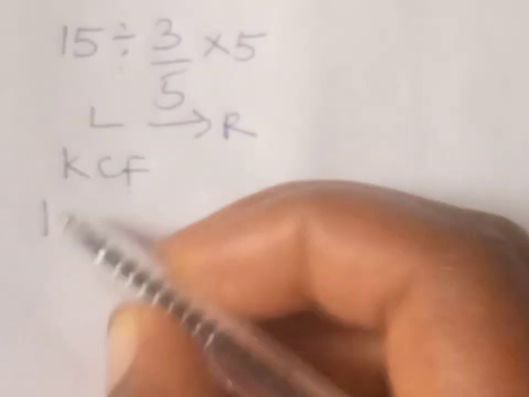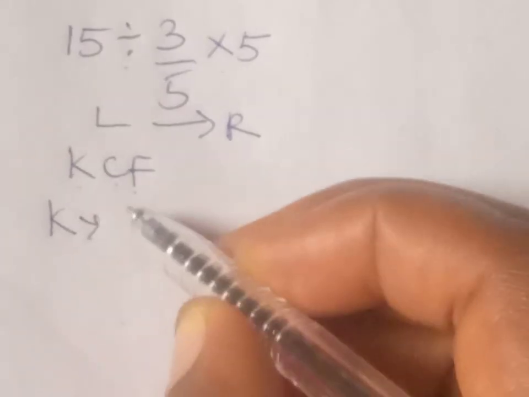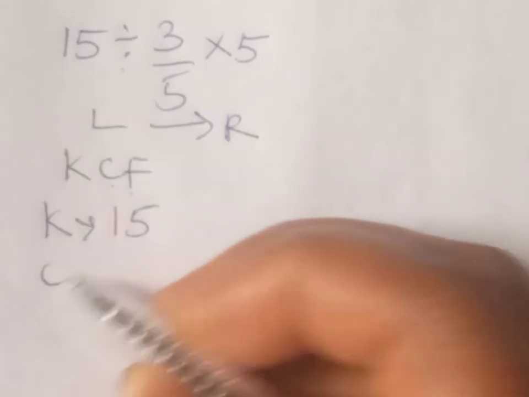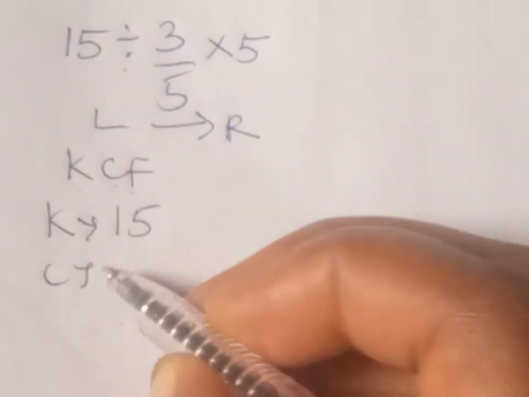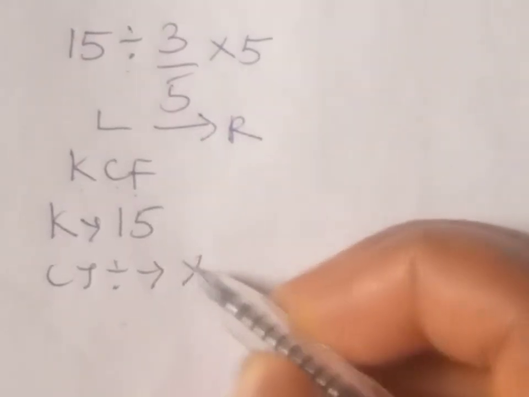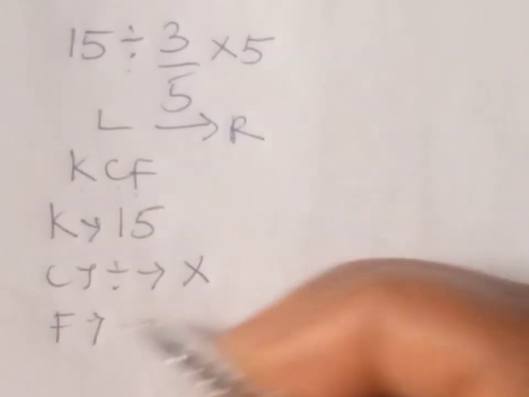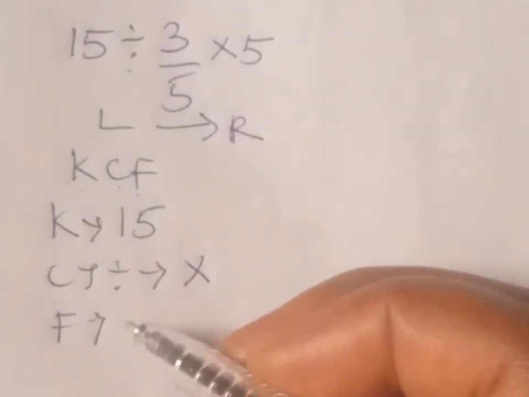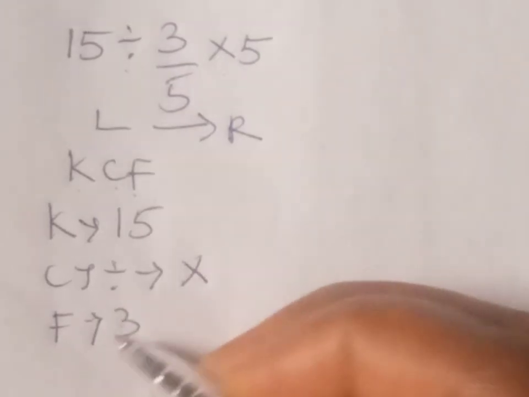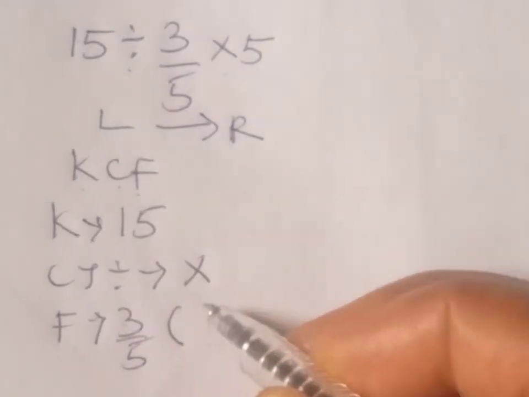KCF. K stands for keep, C stands for change, and F stands for flip. To divide by a fraction, you have to multiply by its reciprocal. That is, K stands for keep, we shall be keeping the 15. C stands for change, we shall be changing the division to multiplication. Then F stands for flip, we shall be what? Flipping the 3 over 5 to its reciprocal. So the reciprocal will now turn to what?